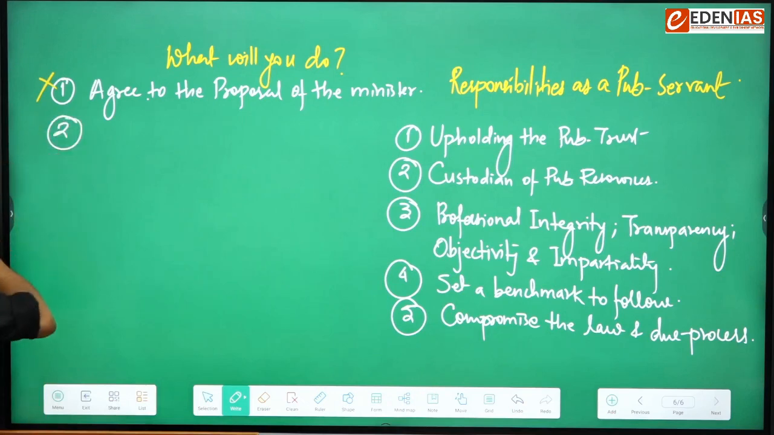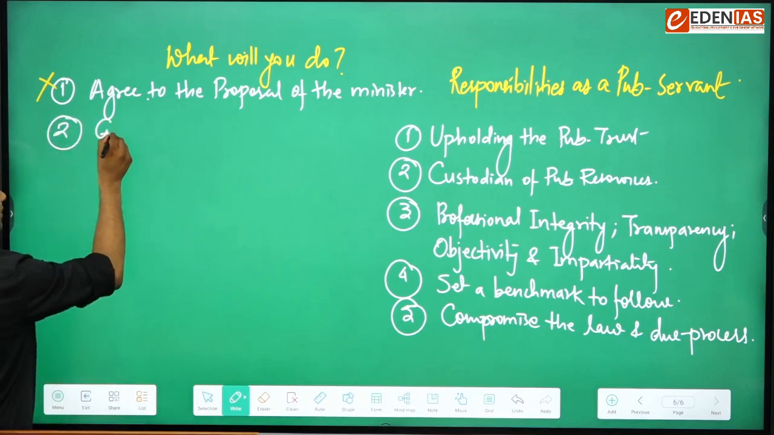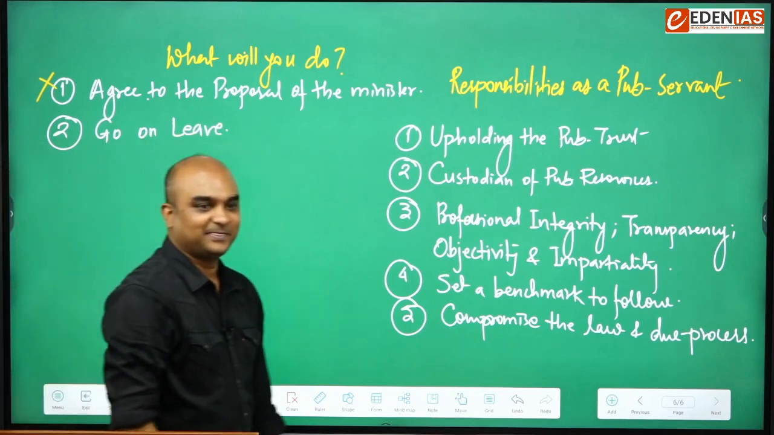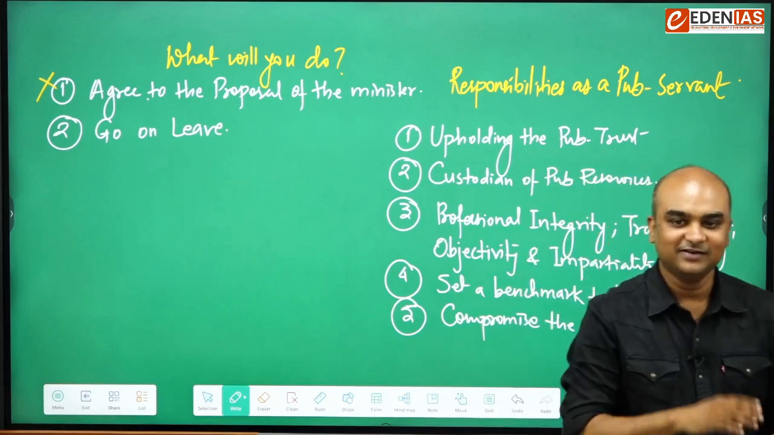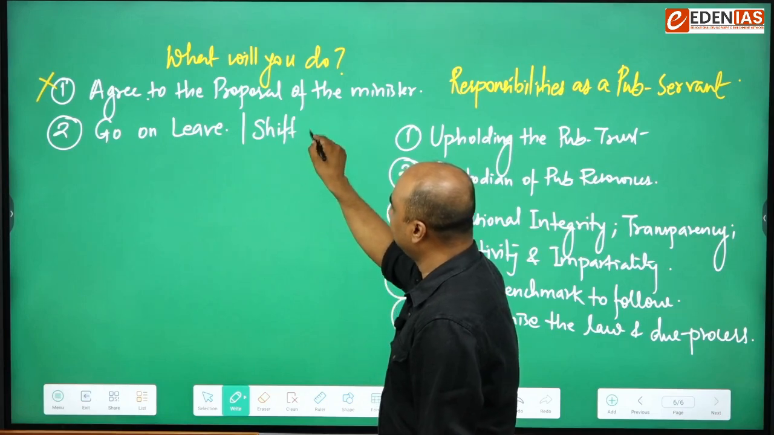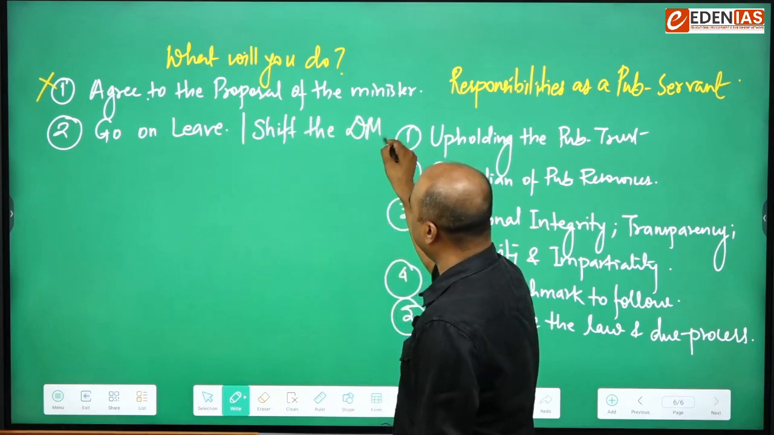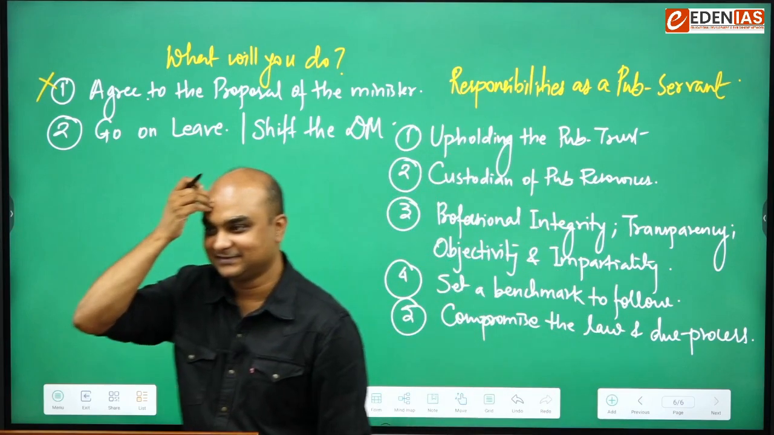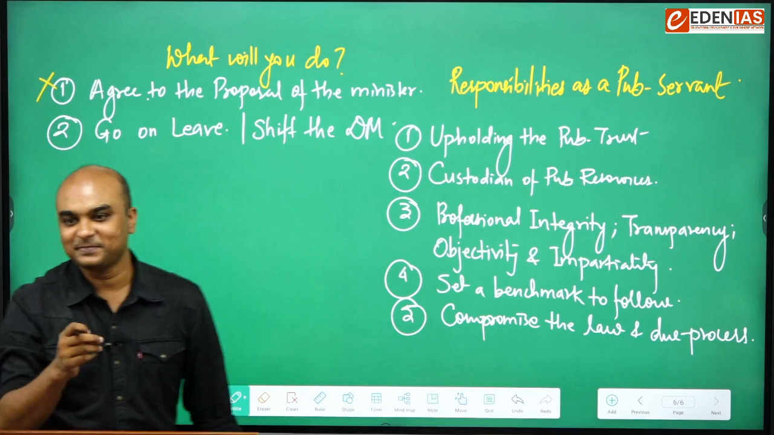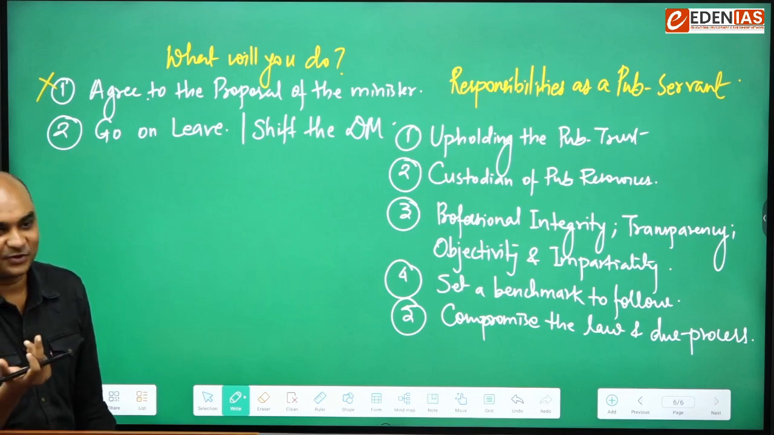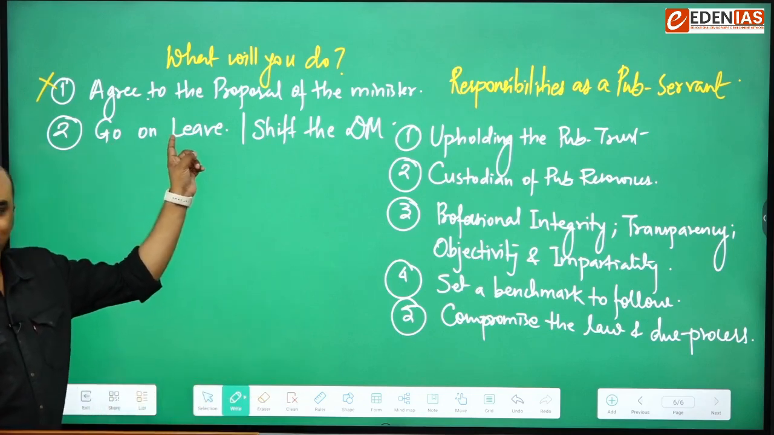Second is that go on leave. That's also an option. Just go on leave and shift the decision making to some other official. मैं नहीं, वर्मा जी देख. ठीक. That's why let's evaluate that option. Let's see. Go on leave and shift the decision making.